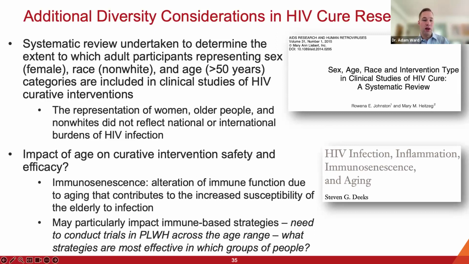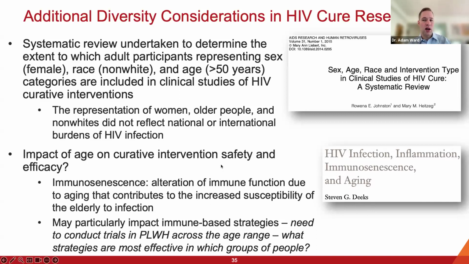This is really going to be a question in some cure-related strategies because people, not just people living with HIV, but people aging in general, experience what's called immunosenescence. This is an alteration of immune function and dysregulation of immune function due to aging that contributes to increased susceptibility of the elderly to infection, and also, again, dysregulated immune responses. In the context of HIV, there was a review written on this. It's a bit older now, from Steve Deeks, but a good reference still.